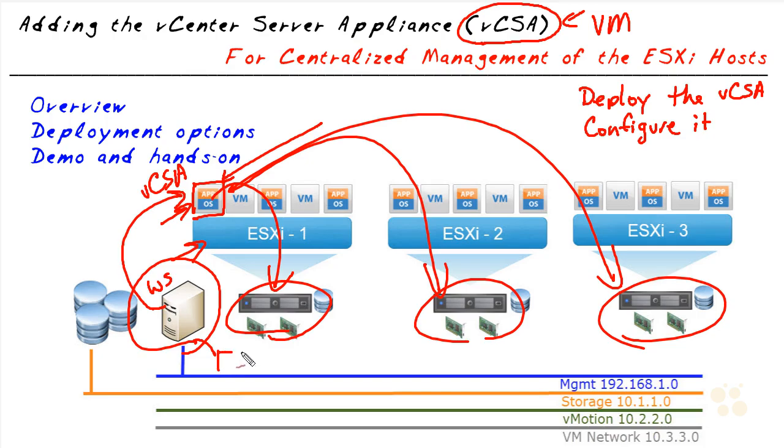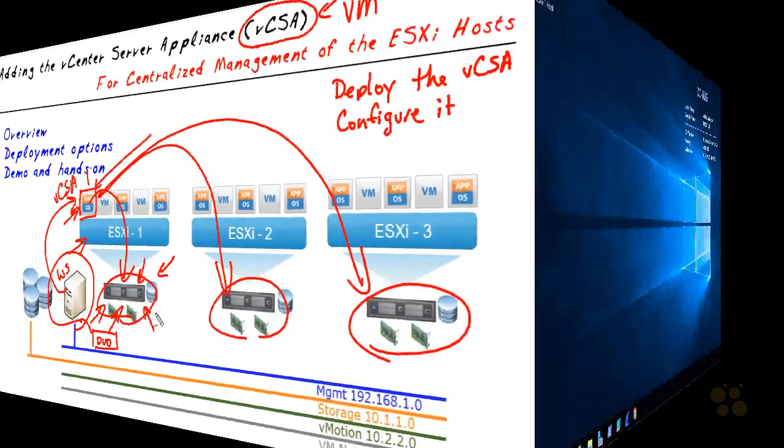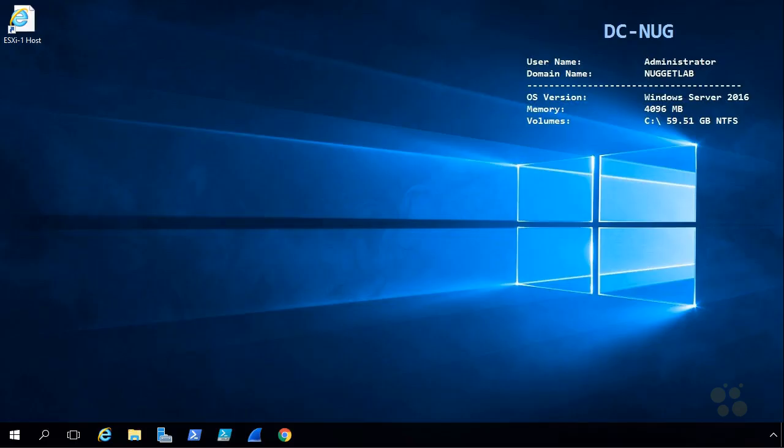I've got a DVD attached, and that DVD is the ISO with vCenter. So we're going to go into that DVD, launch the install. As part of the install, we'll point to the ESXi host where we want to deploy the virtual machine. And as part of that, we're going to be asked to authenticate. So as a reminder, the user on the ESXi host is root, and the lab password is what we're using for the password for root, so that we can go ahead and deploy the vCenter server appliance as a VM on this ESXi host. So we're going to start off on DCNUG, which is acting as our Windows management computer.